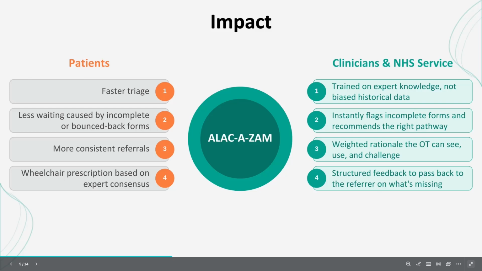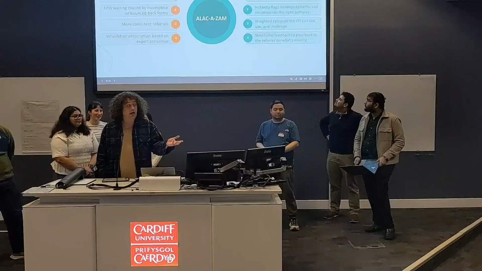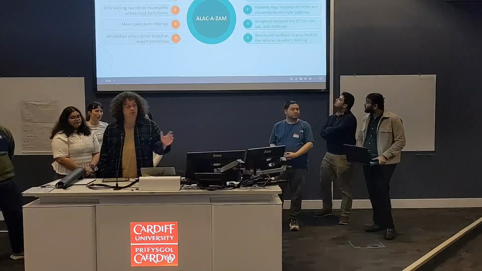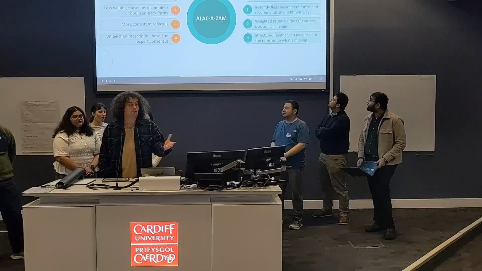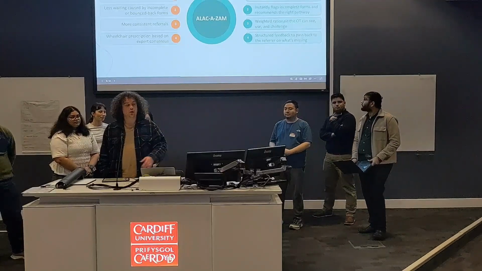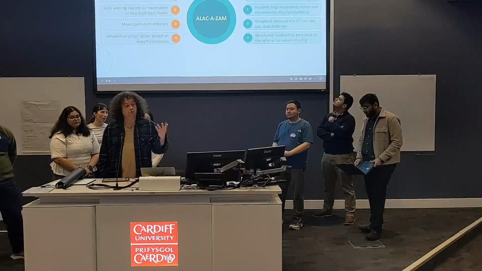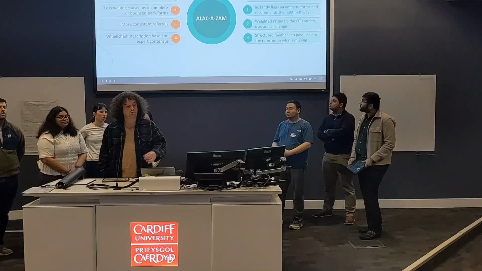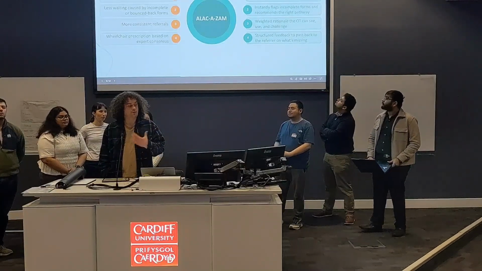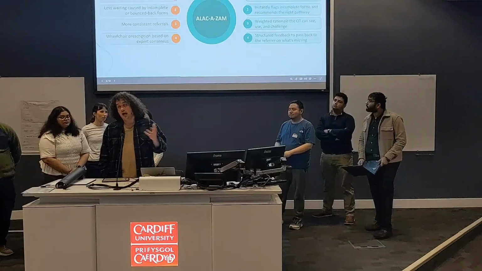Okay, so what does this system do? Faster triage is your main thing, which is useful for both the clinician and the patient. It instantly flags incomplete forms, which helps shape the pathway and makes for more consistent referrals. It uses a Bayesian network, so it has a weighted rationale the OT can see. It's not a mystery black box, and it's giving structured feedback to go back to the referrer and the clinician on what's missing.